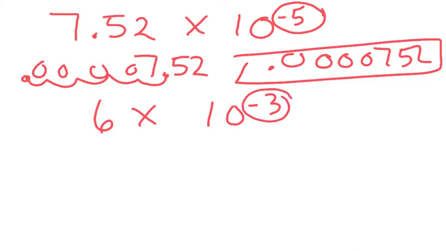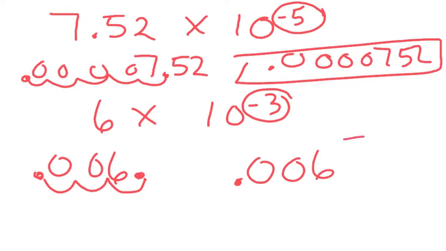-3 means 3 to the left. Go ahead and put your decimal in behind the 6. Okay, move 3 to the left. 1, 2, 3. New decimal, zeros, rewrite it. 0.006.